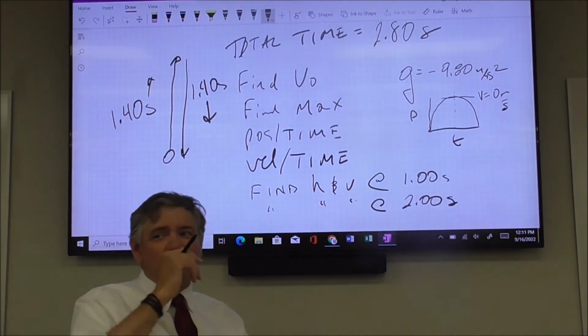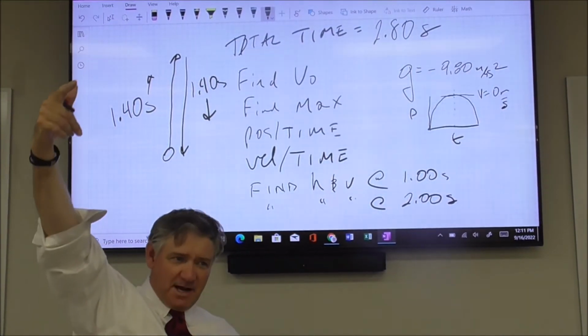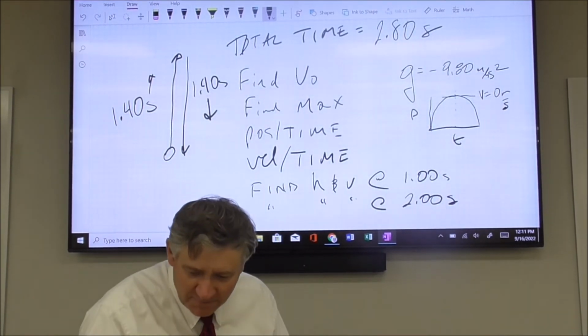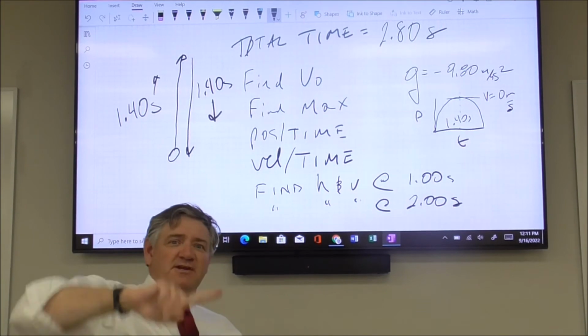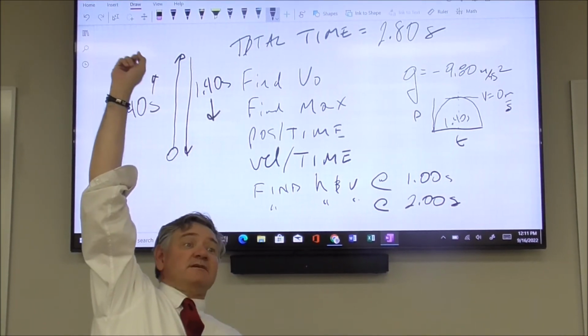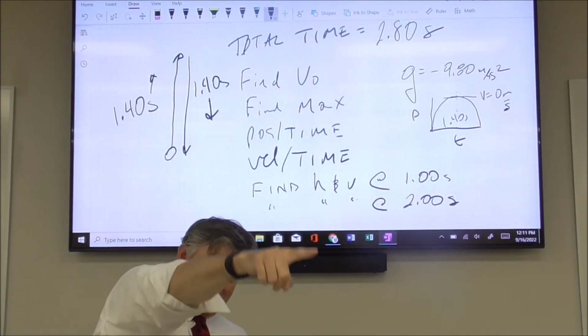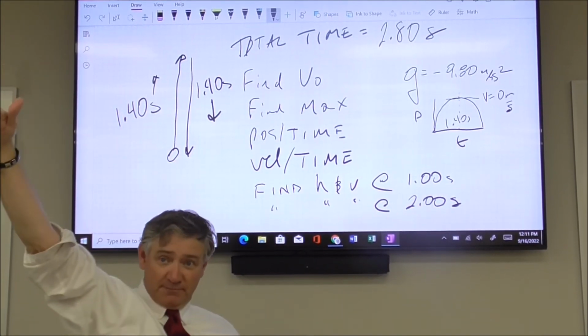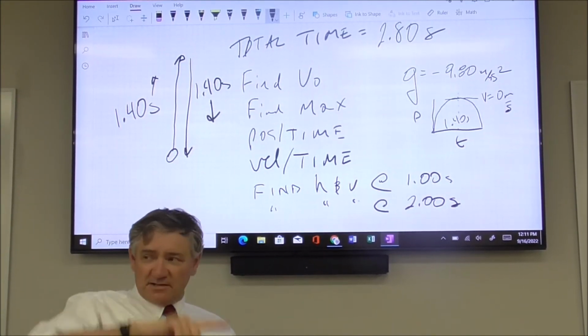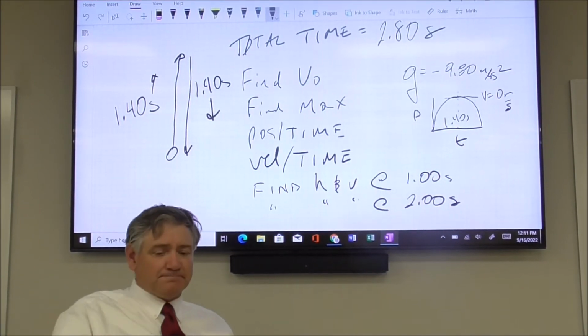Okay. So how long did it take to reach its maximum height? 1.40 seconds, okay? And at 1.40 seconds, velocity is 0, the tangent line is 0, relative maximum, however you want to put it. So that's what my position time graph is going to look like.